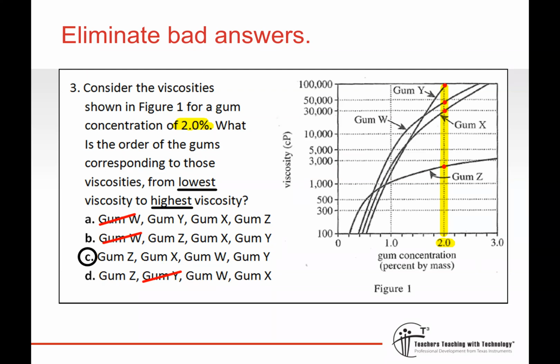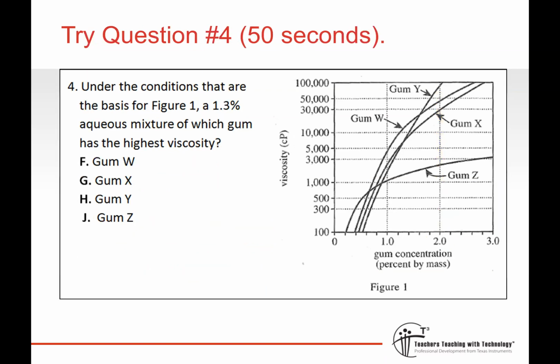We can save ourselves some time by doing that as well. Okay, let's do another question based on this figure. It is this one. Take yourself 30 seconds.